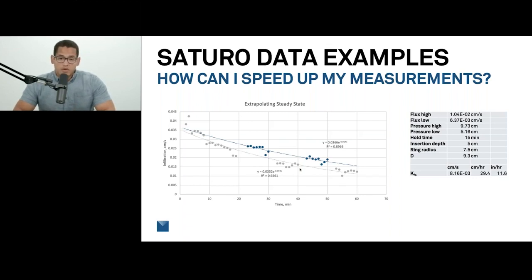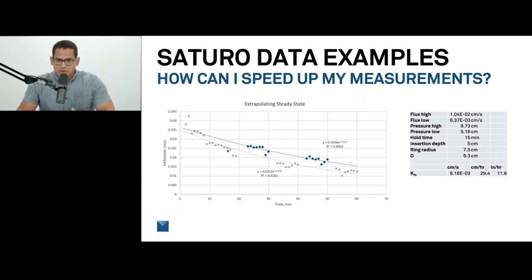So if we assume that the change in flux or infiltration over time as we approach steady state is exponential, we can fit an exponential curve to the infiltration curve and use that to solve for our infiltration rate, say at time 90, to estimate what our infiltration rate would have been when we were at a steady state value. And so you can see that example here.